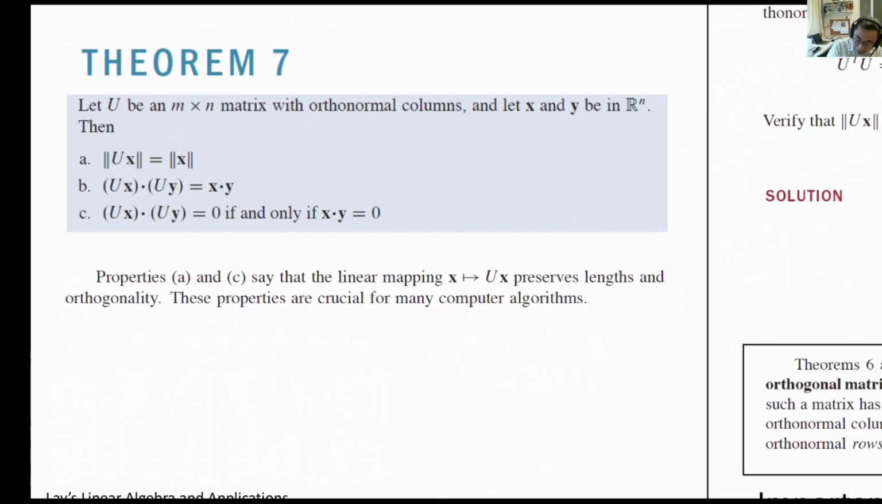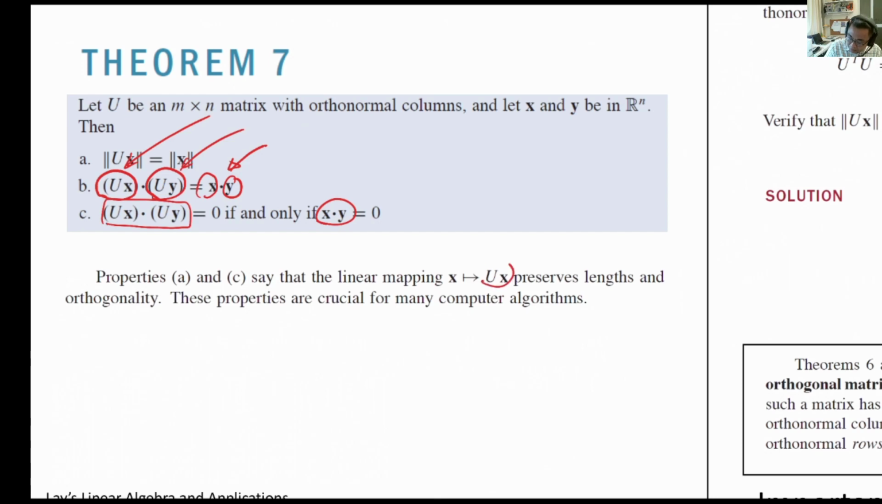The second property of an orthogonal matrix is this. Ux dotting with Uy is equivalent to x dotting with y. It says that when you perform the dot product between x and y, and you perform the dot product of x and y transformed using U, the answer is the same. The dot product value is unchanged. And the last one is when x dot y is 0, then Ux dot Uy is also 0.